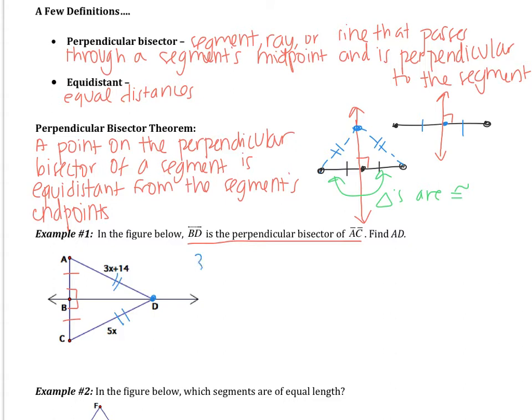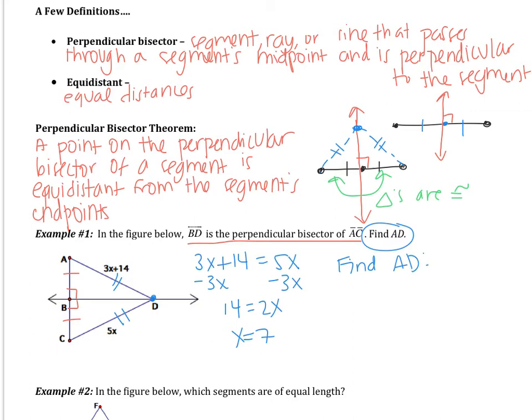So you know that you can do 3x plus 14 equals 5x. If I subtract 3x, I get 14 equals 2x, and x equals 7. Now, the question specifically asks us, though, to find AD. So to find AD, I'm going to do 3 times 7, and I'm going to add 14. So 3 times 7 is 21. 21 add 14 means AD is going to be 35.